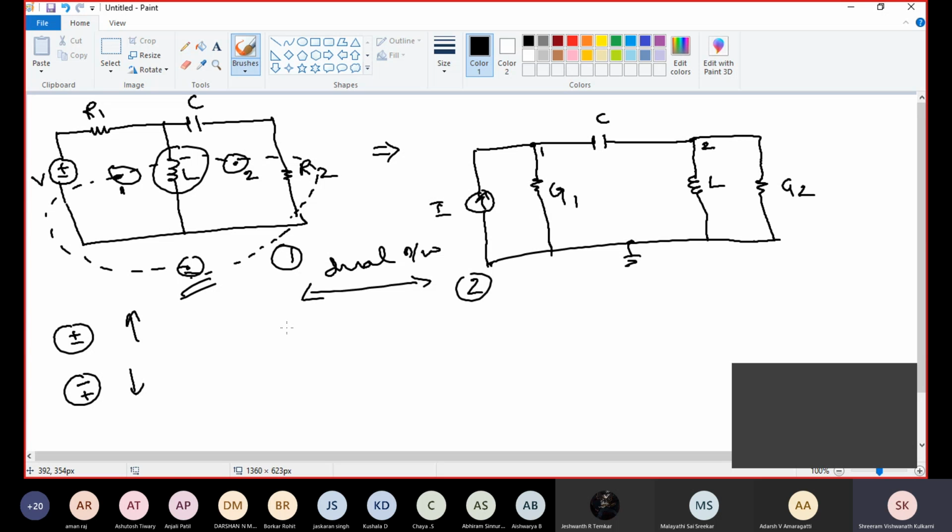Now we will see another example with 3 loops.